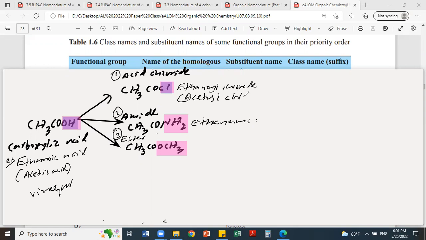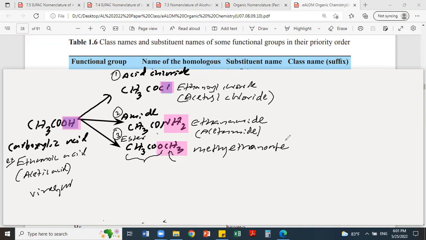Like that, this also you can write acetyl chloride. And this is ethanamide, that is also called acetamide. This CH3 is methyl here. This group is methyl. This part is called ethanoate. Methyl ethanoate, that is ester.